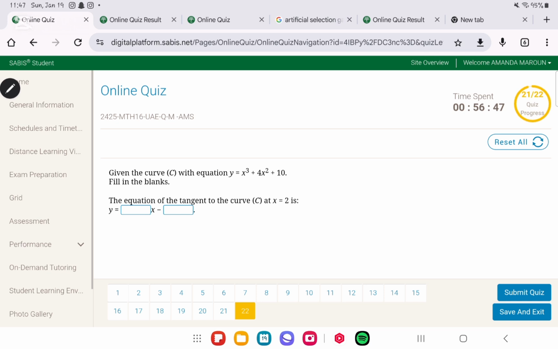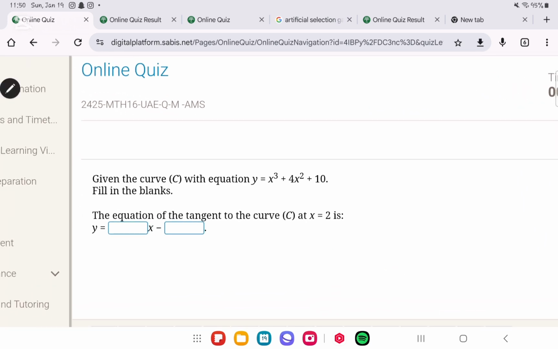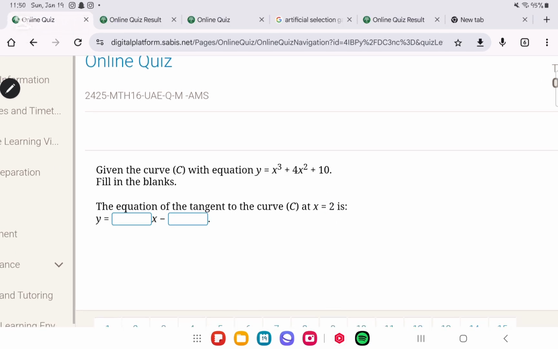Now finally, the last question, which is question number 22. Now for this question over here, they need the equation of the tangent to the curve C at x is equal to 2. So very simply, we'll find the derivative. So it's going to be 3x^2 plus 8x. Okay, this is the derivative.